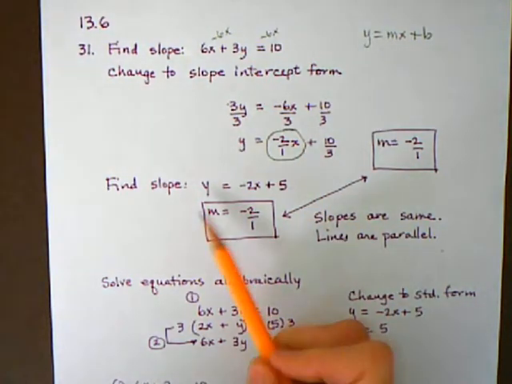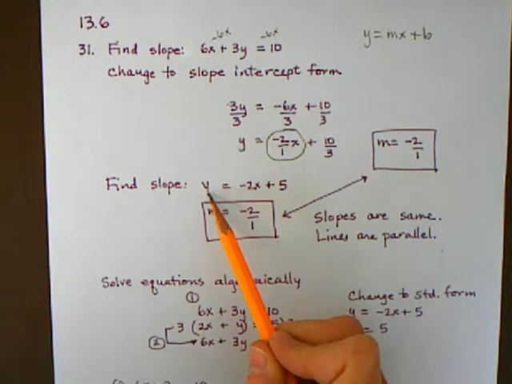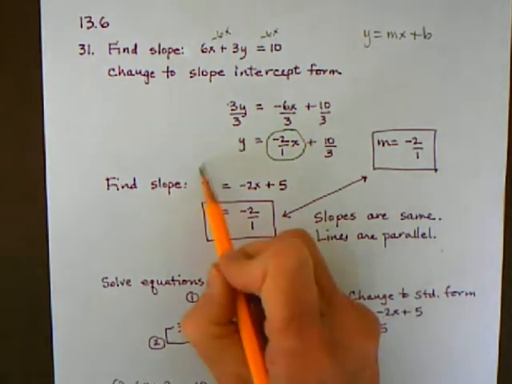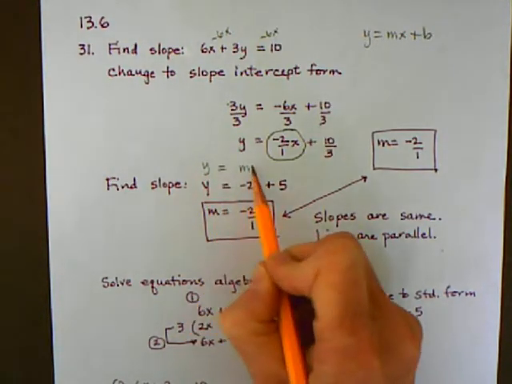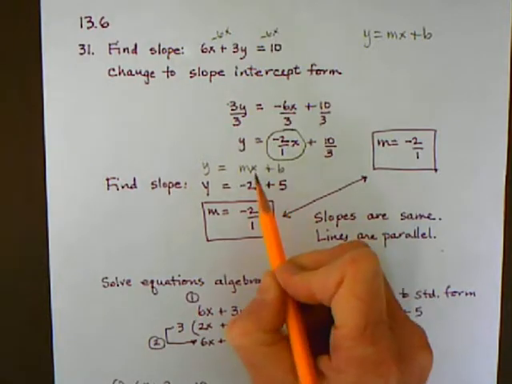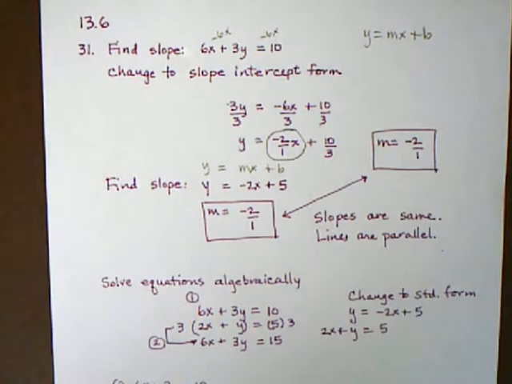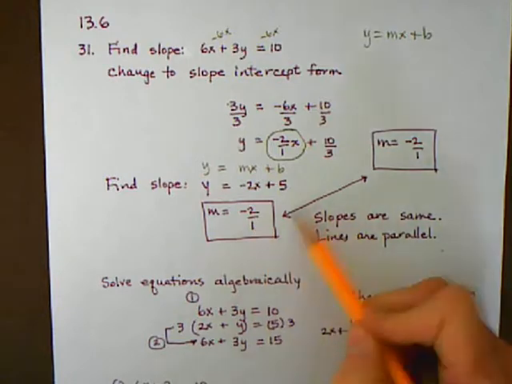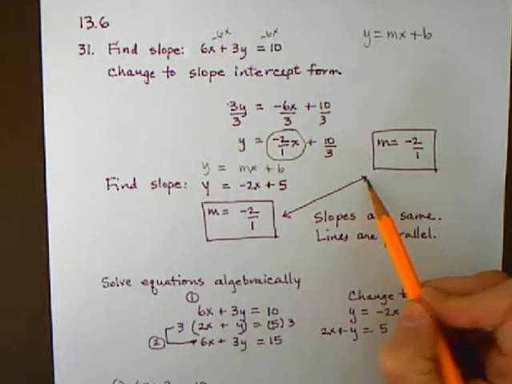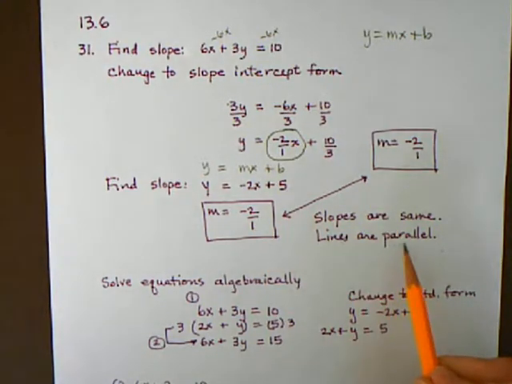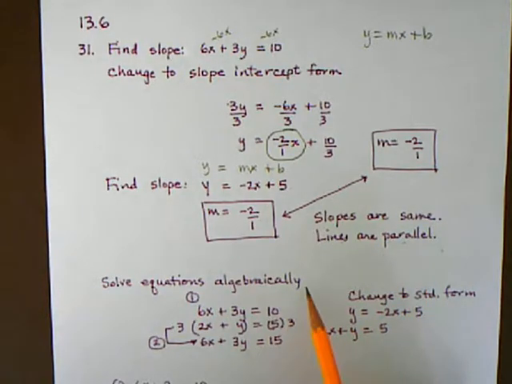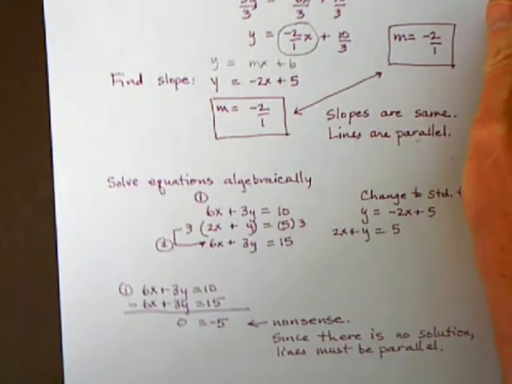Now this second one is already in slope-intercept form, y equals mx plus b. I want to look at the coefficient of the x term, which is negative 2, so my slope is negative 2 over 1. What you notice is that these two slopes are the same, so that must mean the lines are parallel. What I want to do now is solve the equations algebraically and see what happens. We're going to see that we get some gibberish, and that's going to be kind of interesting.